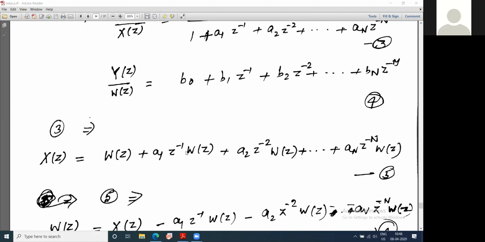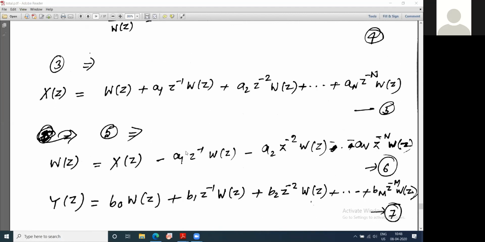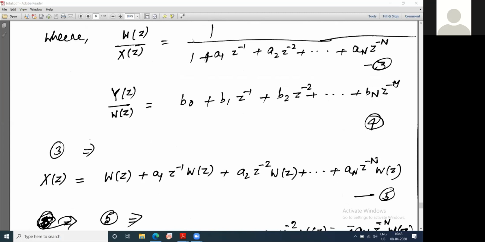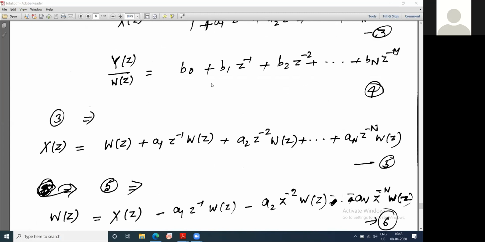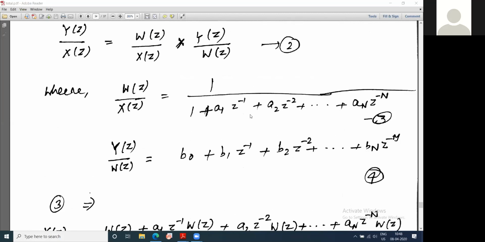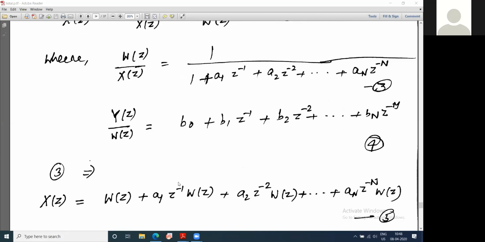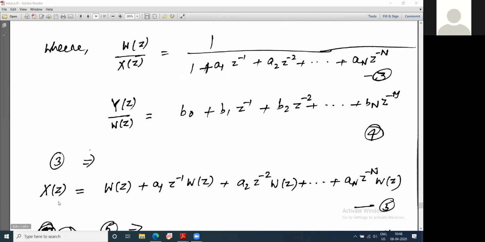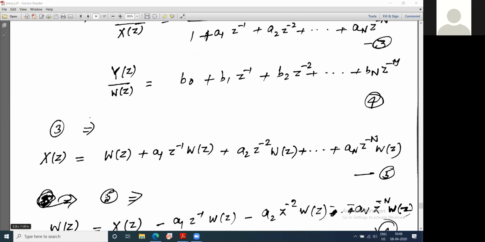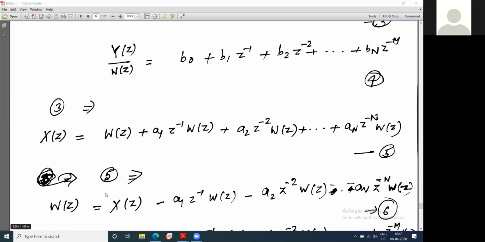Yes, sir. Now, from this expression, I can find X(z). X(z) equals W(z) multiplied by this. So I have written, from 3, this is your equation number 3, and this is equation number 4. So X(z) equals W(z) plus a1 z to the power minus 1 W(z), and so on, just by cross multiplying the whole thing. This is equation number 5.